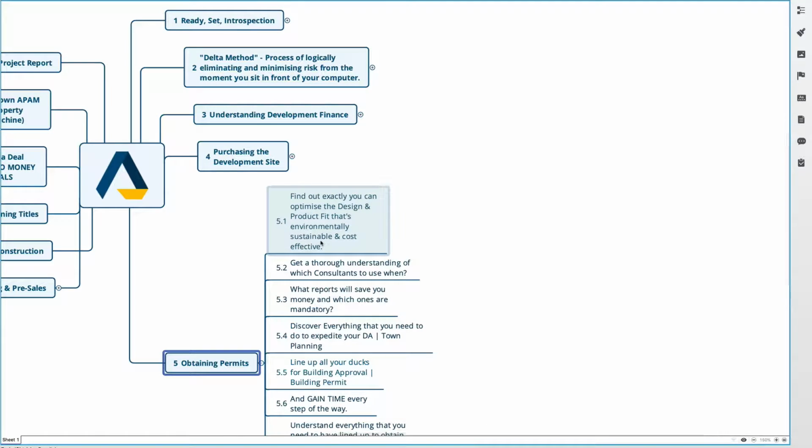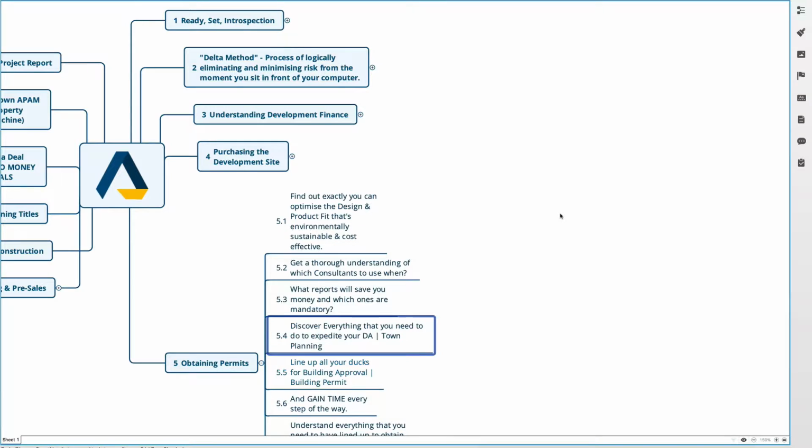Obtaining different permits, you can find out exactly how. The course actually goes into a lot of detail about even the environmental sustainable design stuff as well. So we talk about exactly how to optimize the design and product fit that's environmentally sustainable and cost effective. You get a thorough understanding of which consultants you use and when do you use them, what reports will save you money and which ones are mandatory.